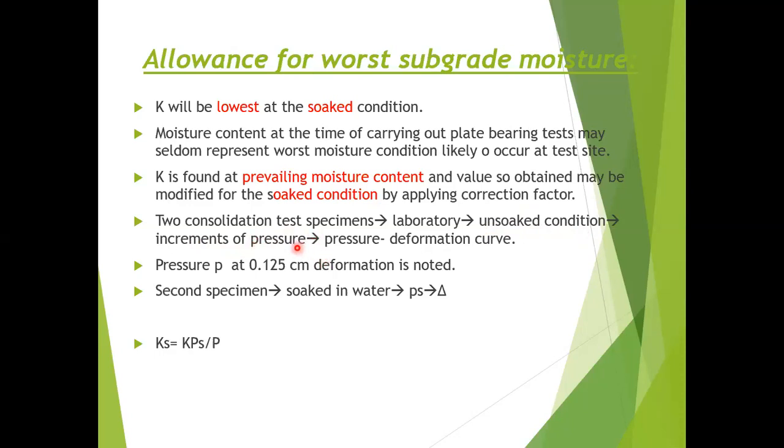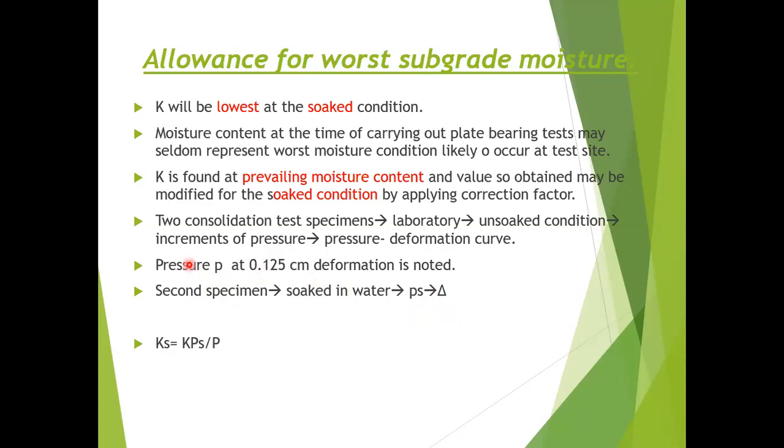Then you plot the curve of pressure against deformation. After that, you take the 0.125 centimeter deformation on the curve and obtain the load value. Just like that you find the K value. Similarly, the second specimen is tested the same way, but the only difference is that it is in a soaked condition. Again you find the P value for the corresponding delta value, and then again you plot the graph.